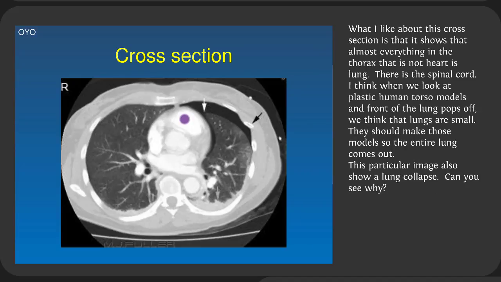What I like about this cross-section is that it shows almost everything in the thorax that's not heart and that's not spinal cord is lung. So here's heart, here's spinal cord, all of this is lung. The reason I like this is because when you have a human torso model in the lab, these cute little lungs pop off the front, and so you think your lungs are small. But your lungs basically take up everything in the thoracic cavity other than what the heart is and what the spinal cavity is. So it takes up a lot of the space.